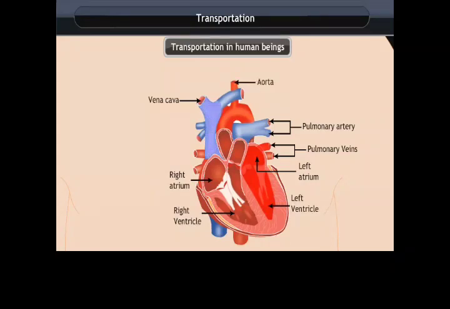Deoxygenated blood from the body is collected in the right atrium and then flows into the right ventricle on its contraction. For oxygenation, blood from the right ventricle pumps into the lungs through the pulmonary artery.